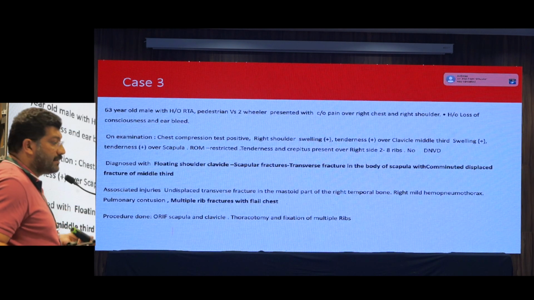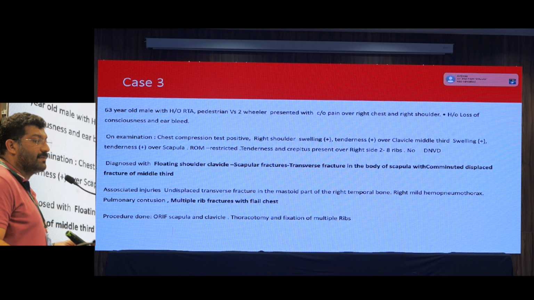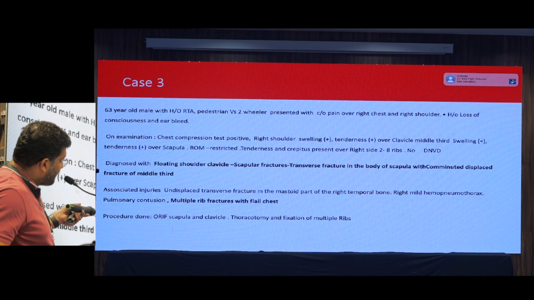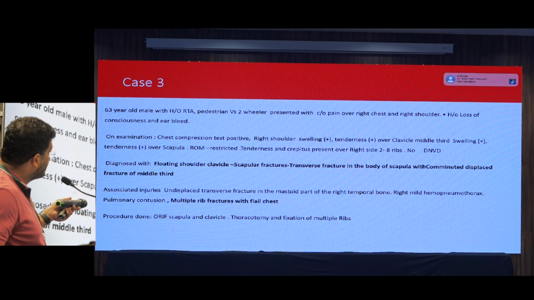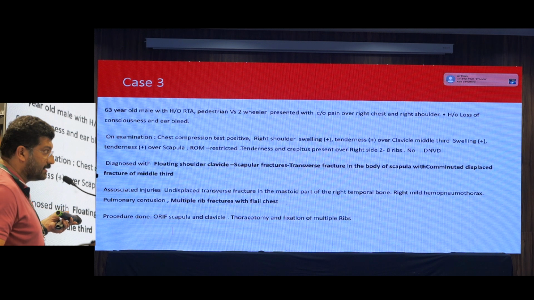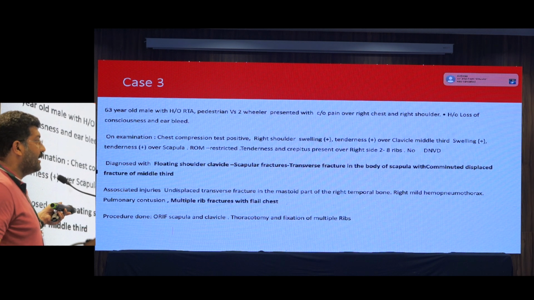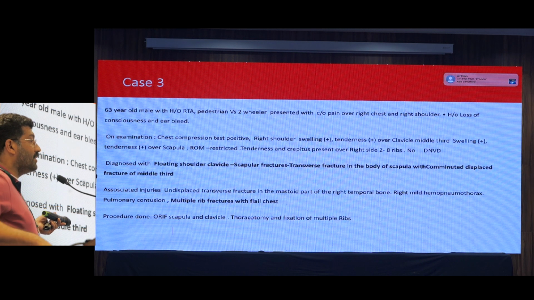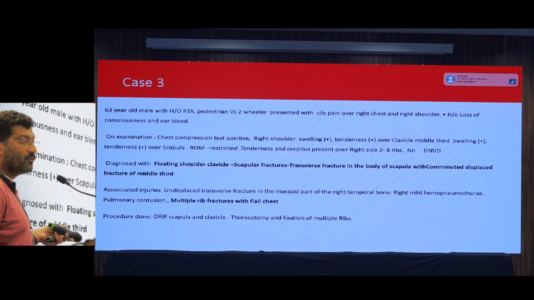Coming to the next case, 63-year-old, it's an RTA. He had multiple rib fractures. It's a flail chest, scapula fracture, and clavicle fracture. Floating shoulder with multiple rib fracture. Severe pain. He wanted operation because of the pain. So this flail chest actually is in the posterior part. You won't even see it. But the patient is having so severe pain, so he was taken to the theatre.